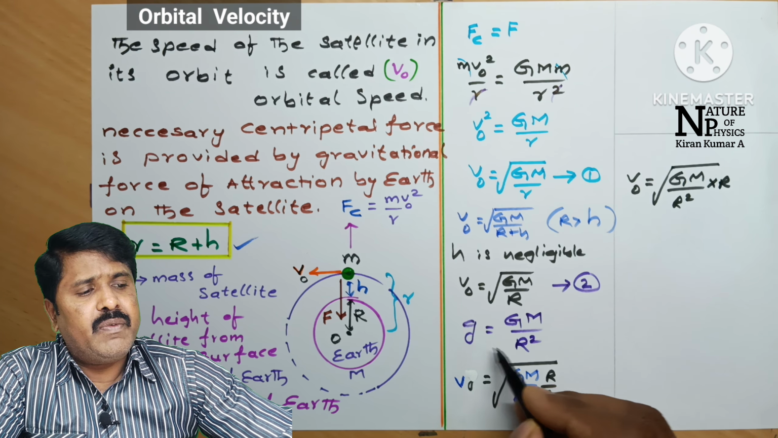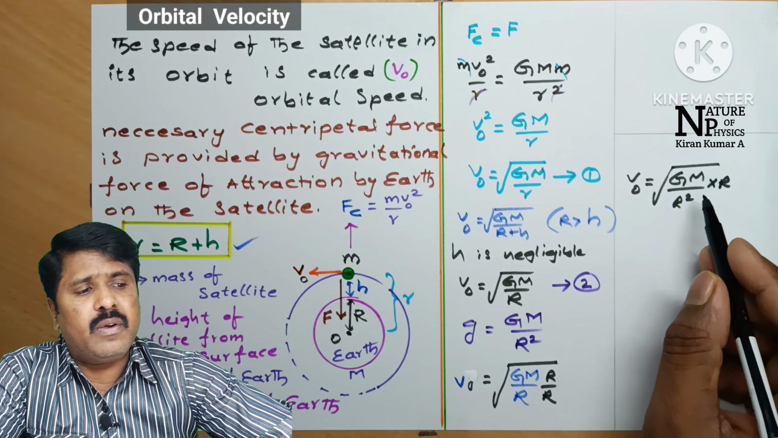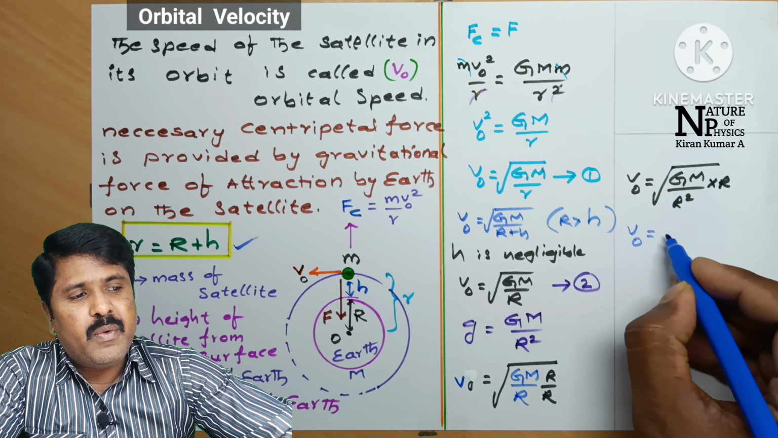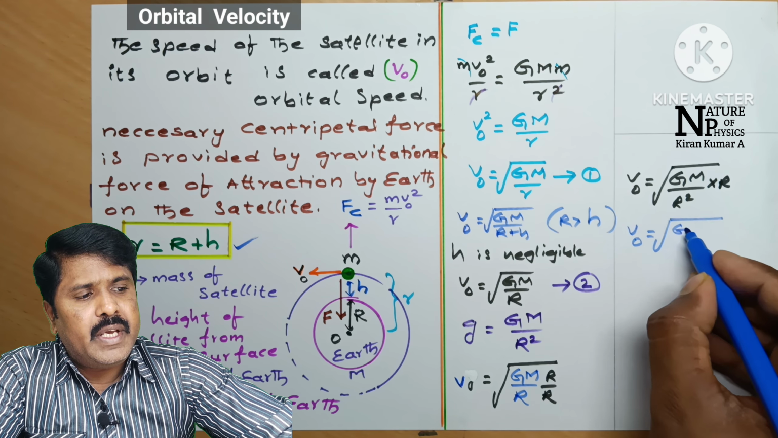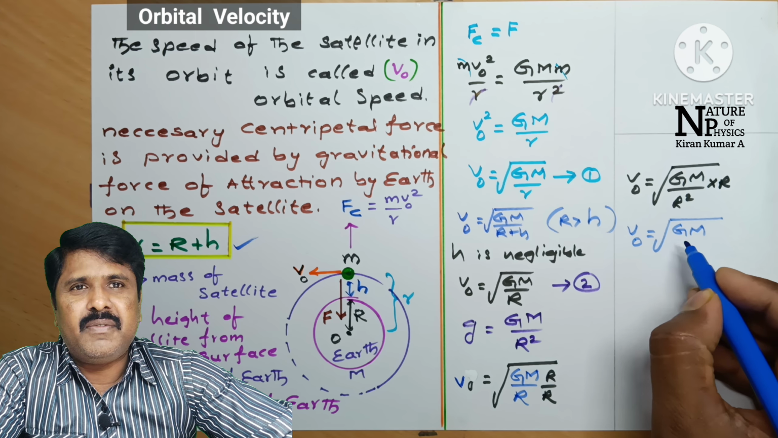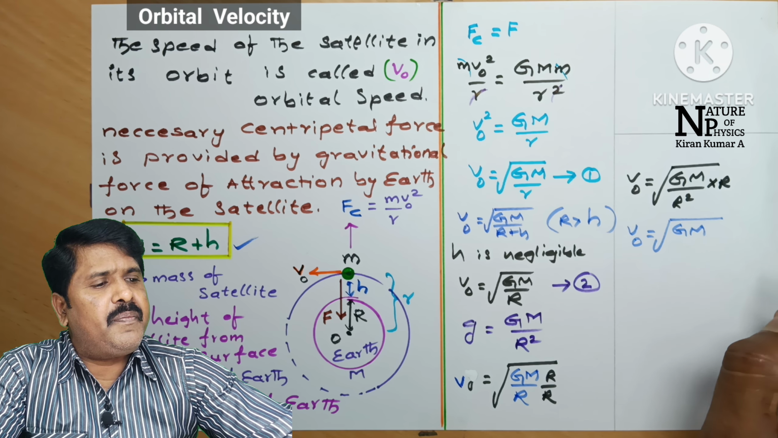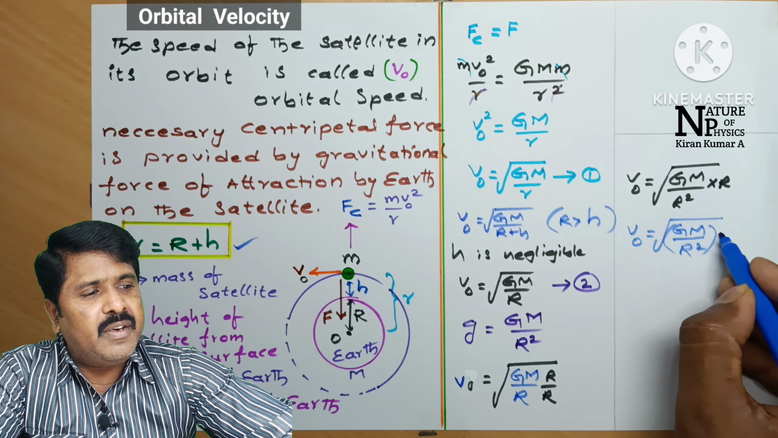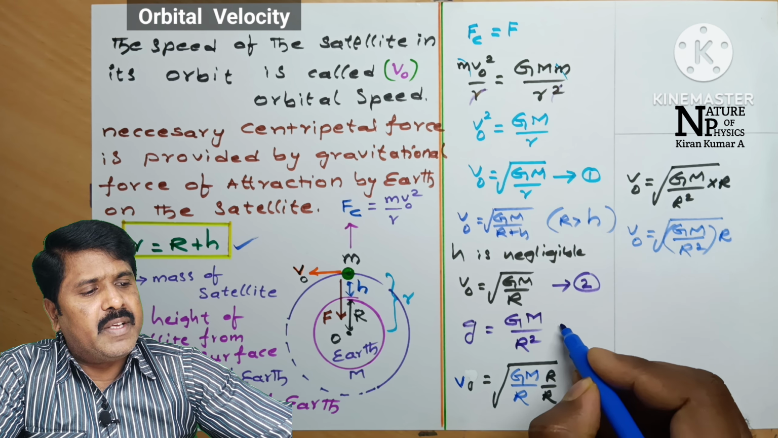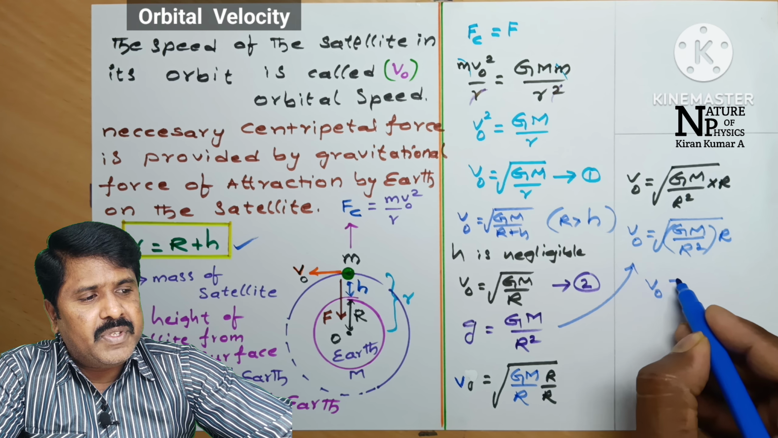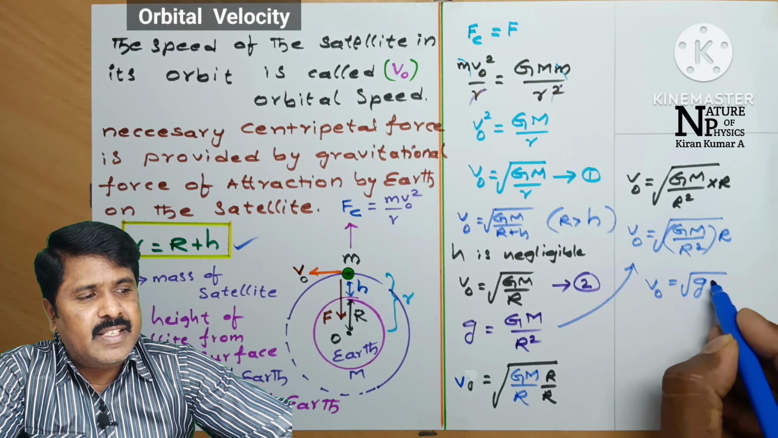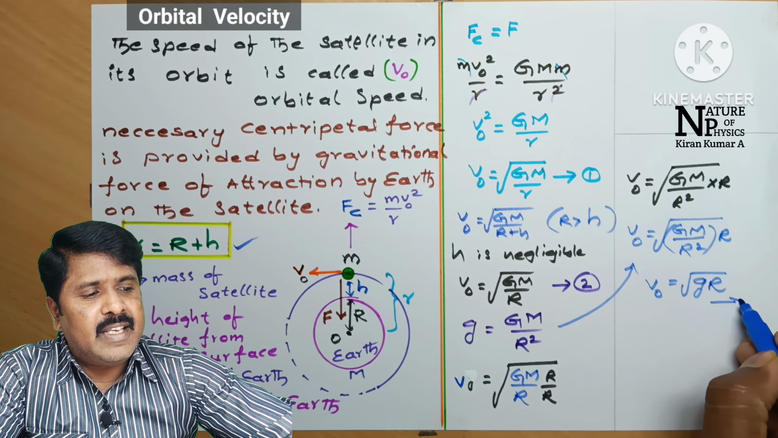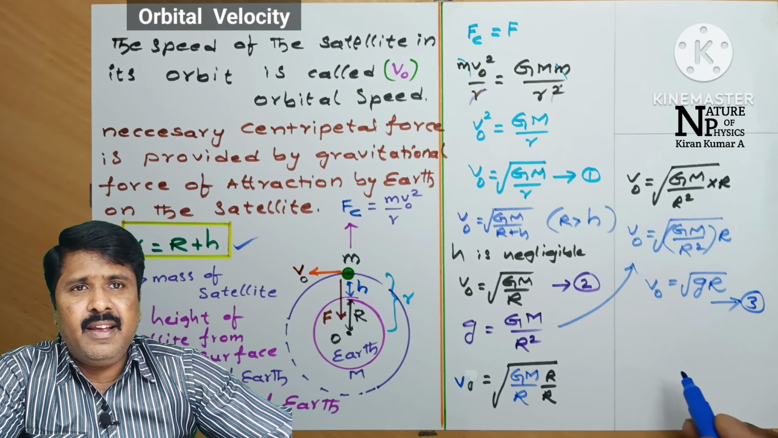Now we can replace small g in the above equation. We get v naught equal to root over G capital M divided by R square, into R. Replacing the value, v naught is equal to root over g into R. This is equation number 3.